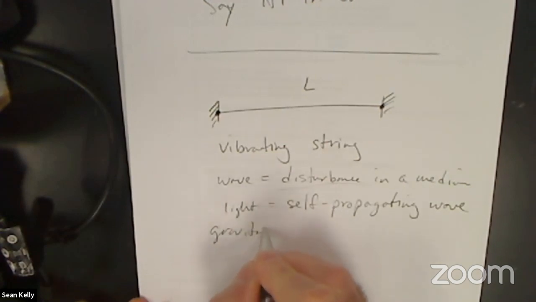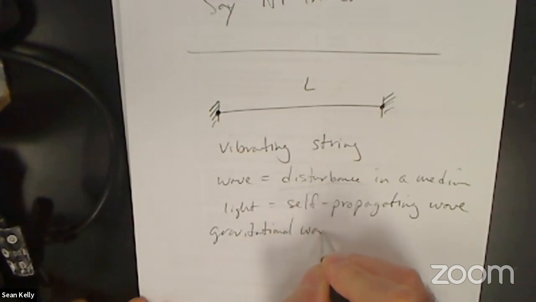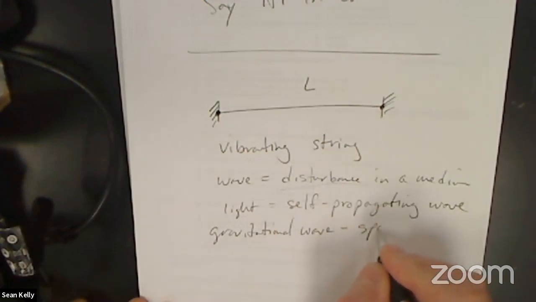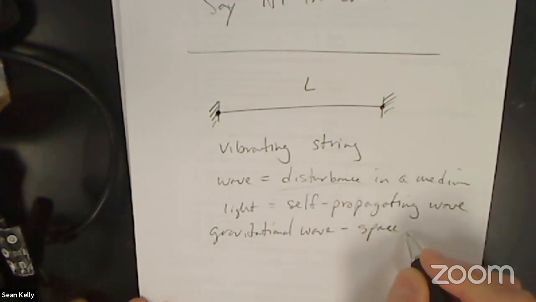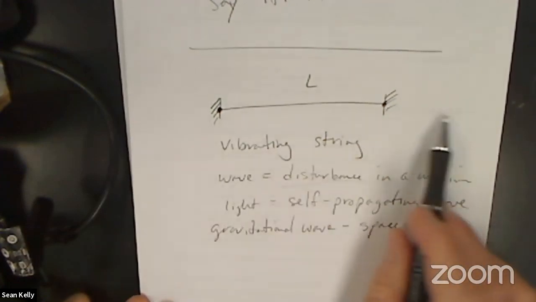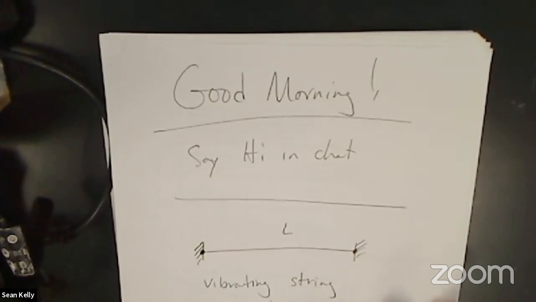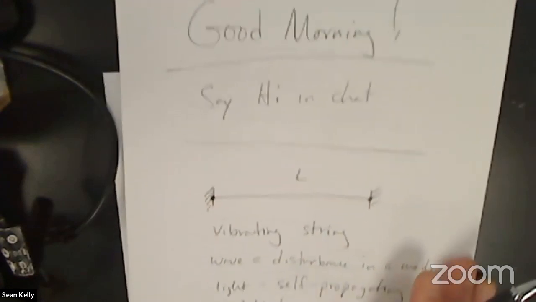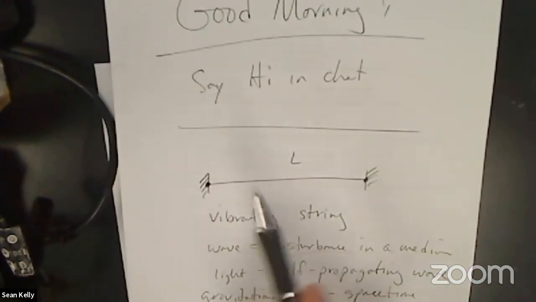Gravitational wave. Does a gravitational wave have a medium? And the answer is actually it does. It's space-time, right? So it makes space-time start wiggling. But anyways, okay, this is a regular string. Let's not get off on a tangent. Okay, vibrating string. It turns out strings can vibrate in a whole variety of ways.